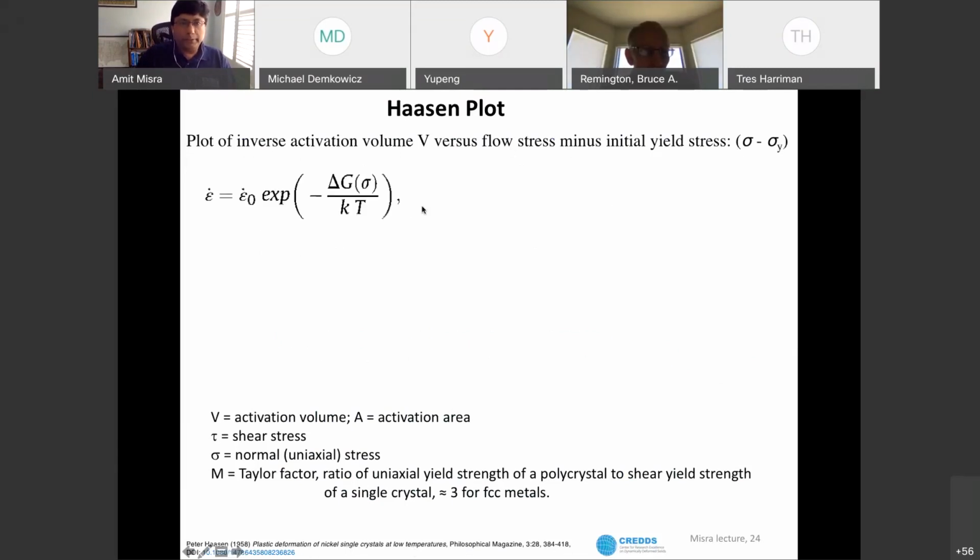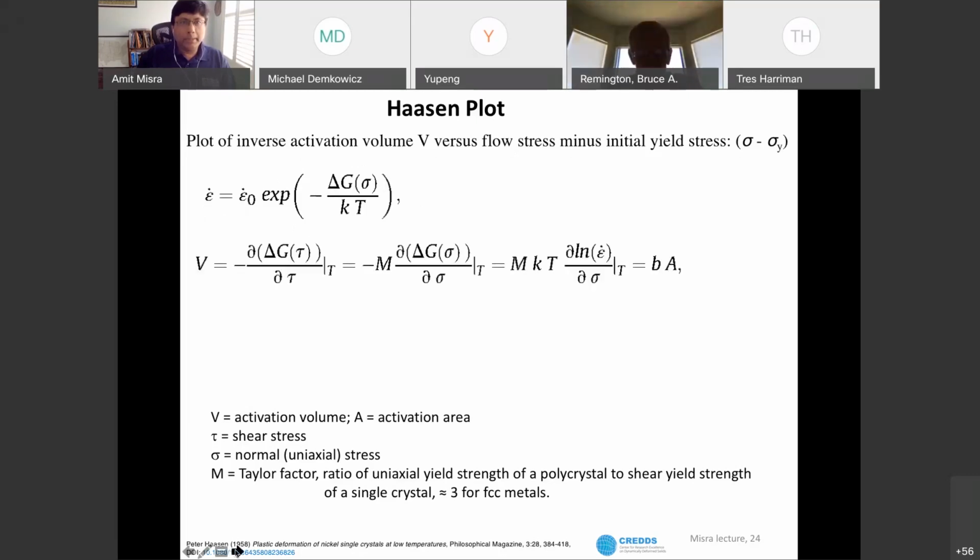So, starting with that expression that I introduced before, strain rate, some pre-factor here, and then delta G, which is a function of the stress, times kT. We won't go into the derivation, but essentially activation volume can be written as M times kT, and the differential of natural log of strain rate with the flow stress at a constant temperature, where M is the Taylor factor. So you see two kinds of stresses used here.